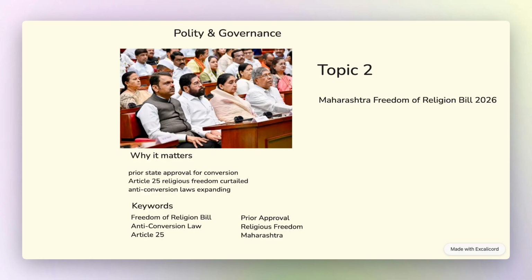The bill follows similar legislation in Uttar Pradesh, Madhya Pradesh, and Himachal Pradesh. Article 25 guarantees freedom of conscience and the right to freely profess, practice, and propagate religion. The Supreme Court held conversion is protected under religious freedom as individuals' fundamental right to choose their faith. The law presumes conversions are forced unless proven otherwise, reversing the constitutional assumption that individuals exercise rights freely.